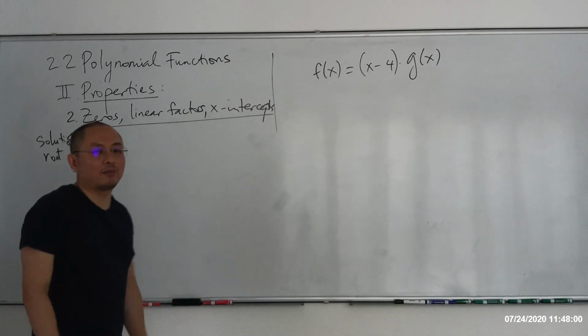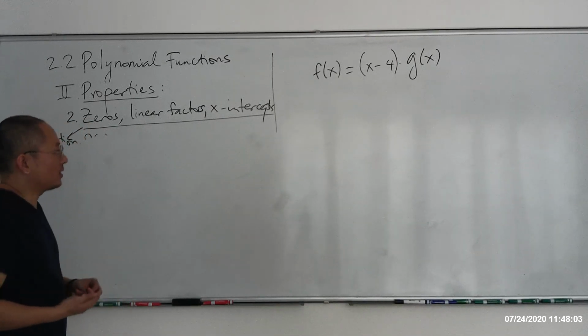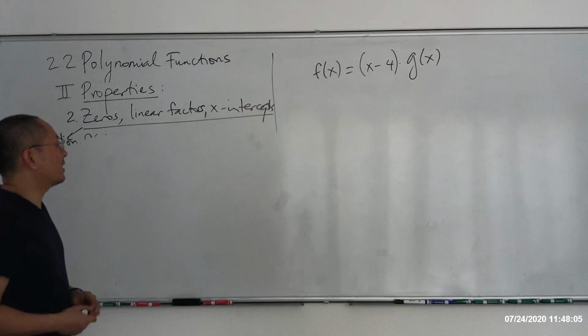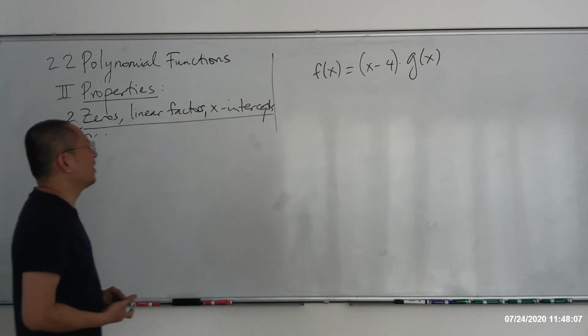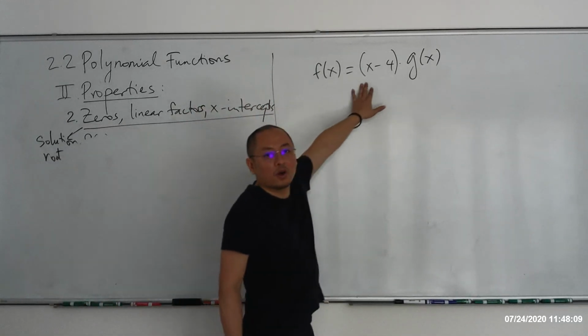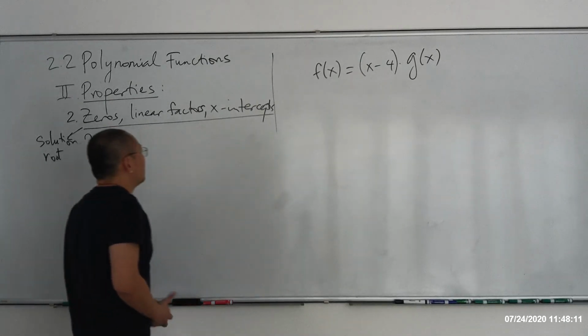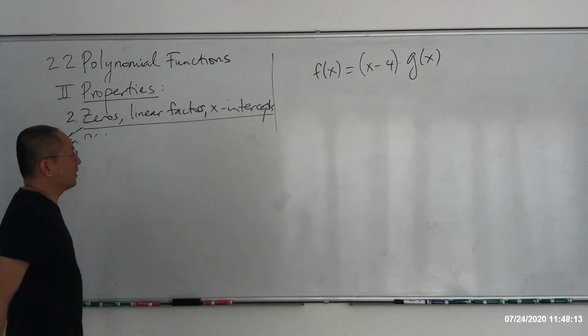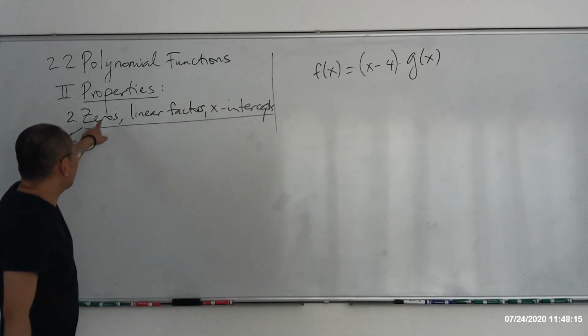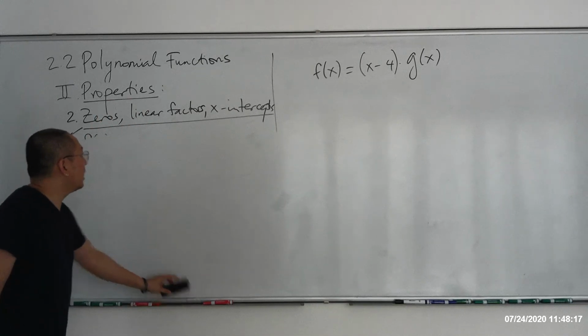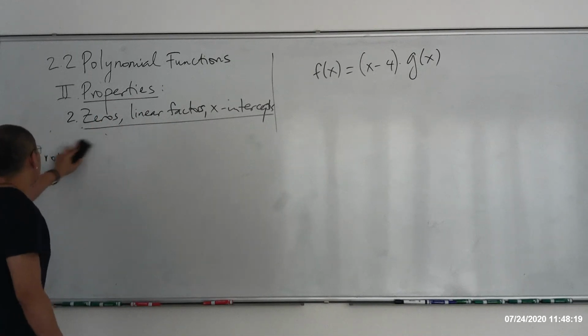And in order to do that, you guys recall something that we learned before. If not, then I'll come back to this and talk about it in the next section. I think it's called synthetic division or long division. You're going to be able to figure out g of x, but that's not for now. Just try to talk about zeros, linear factors, and x-intercepts. So you guys got all three.